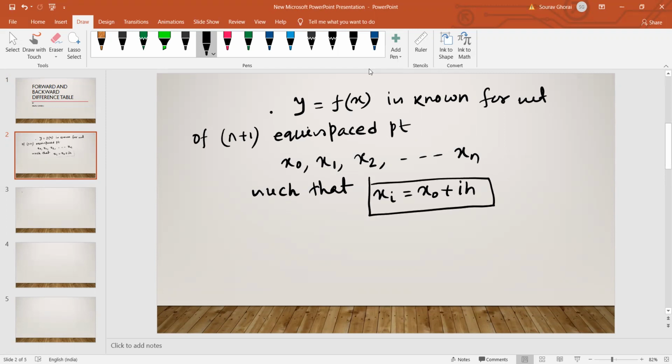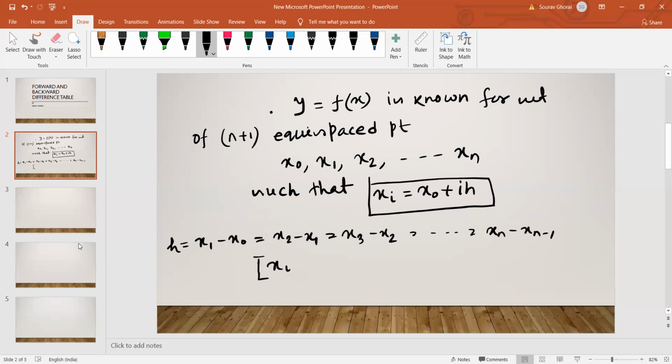That is defined by xi is equal to x0 plus ih, and equispaced means the difference of each point, that is x1 minus x0 is equal to x2 minus x1 is equal to x3 minus x2, and so on, all the differences are the same, and it is defined by h. I hope it is clear to you. Now if we consider the elements xi, xi plus 1, this h is known as the space length.